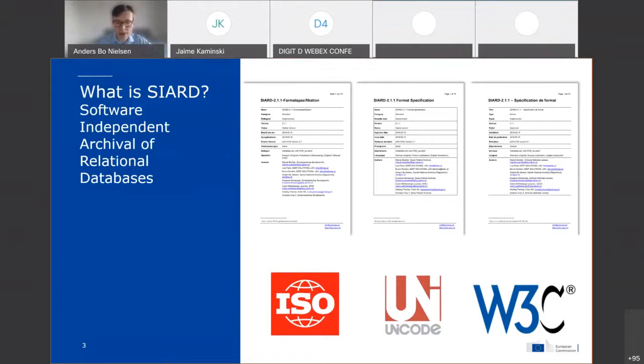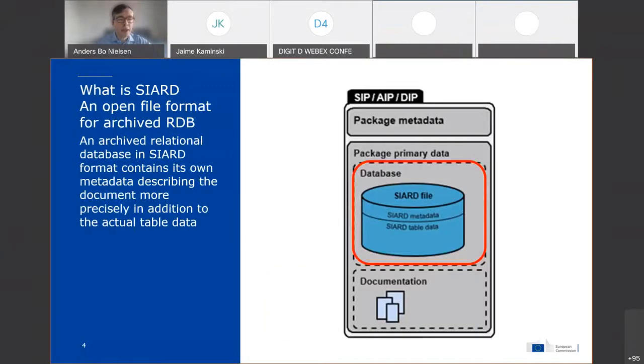Now, going further into the SIARD format, it is, as I said, an open file format for archived relational databases. It contains its own metadata describing the document, that is the database, more precisely, in addition to the actual table data. And what is interesting is that SIARD by itself, even in the latest version, says that just like you have an XML-based Word, as I said before, or ODS, ODF, ODT, etc., or email, by the way, just like that, SIARD also has an internal file structure consisting of metadata, primary data, and auxiliary data.